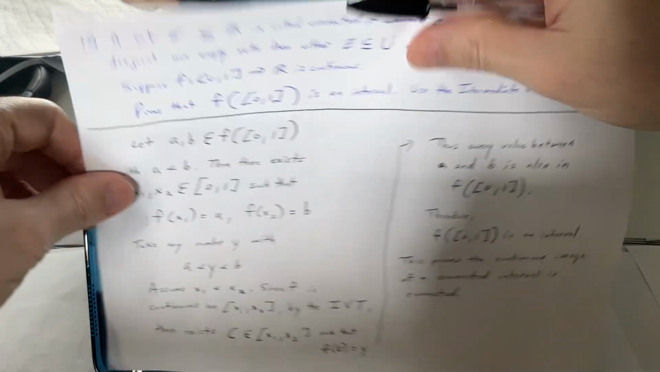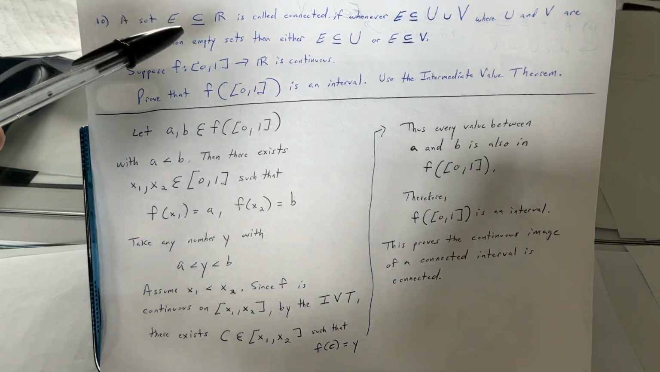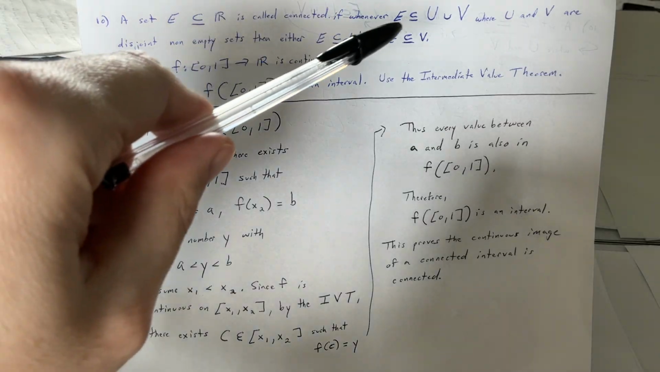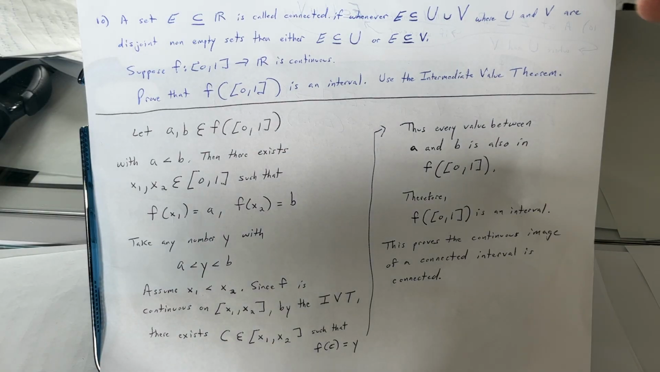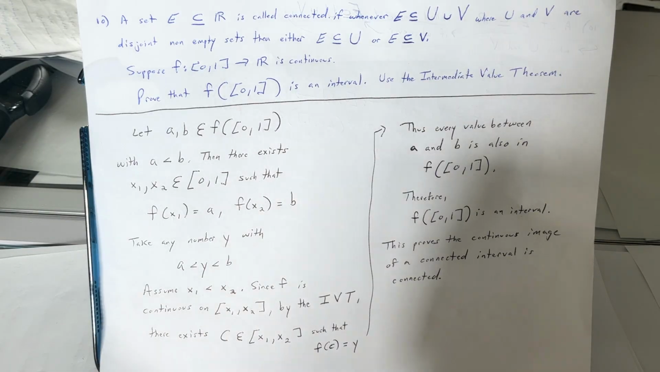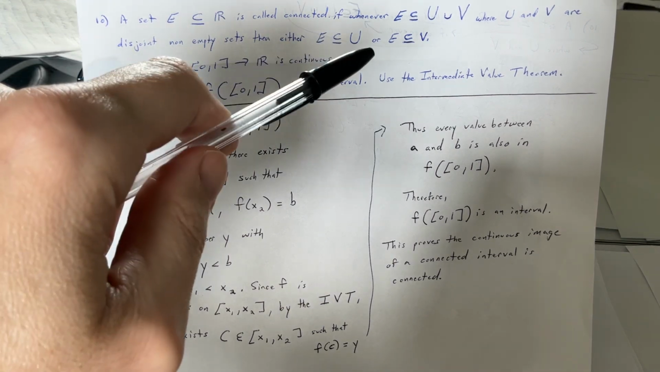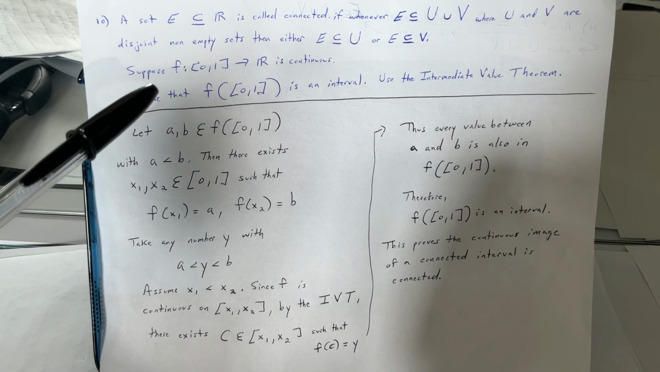Number 10. All right, we have this set E. It's called connected if whenever E is in the union of U and V, where U and V are disjoint, non-empty sets, then either E is in U or E is in V.